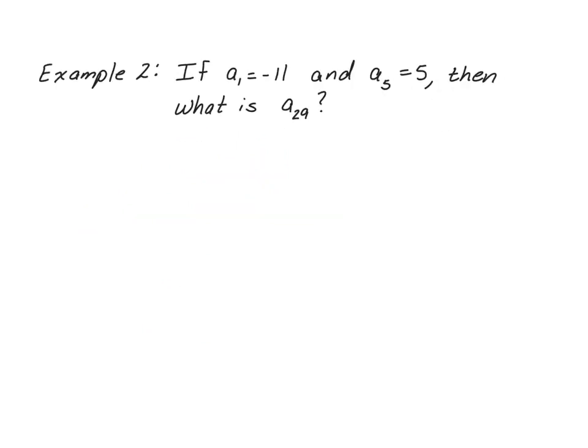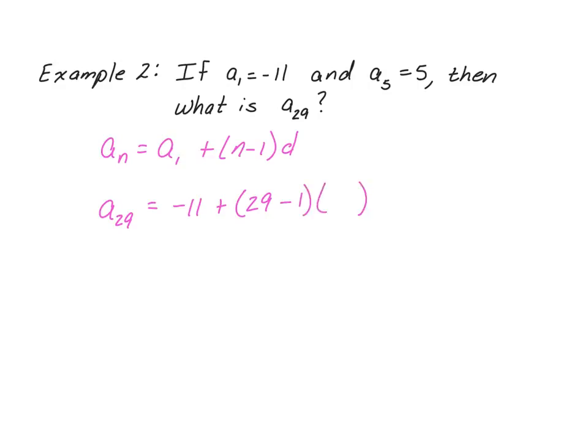All right, so in this next problem, again, we are still working off of the same formula, a sub n equals a sub 1 plus n minus 1 times d. This time we are looking for the 29th term. The first term has been given to us as negative 11. N is 29. Now this time we are not given the d value. We need to find out what is the difference between the terms.